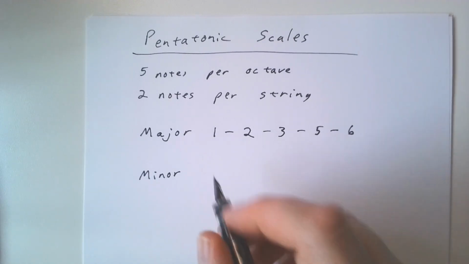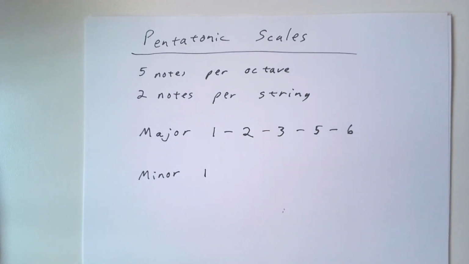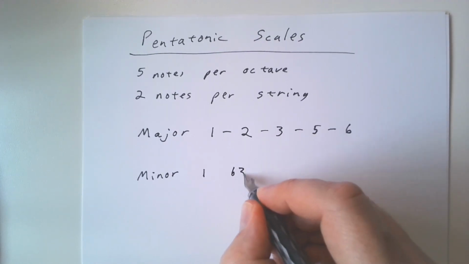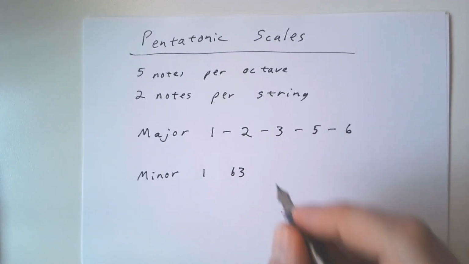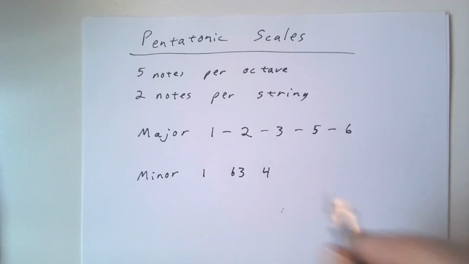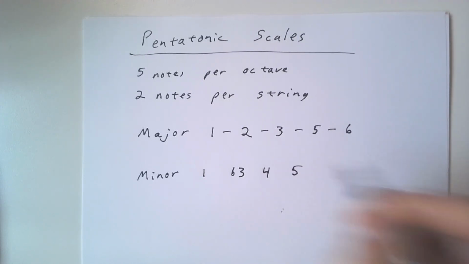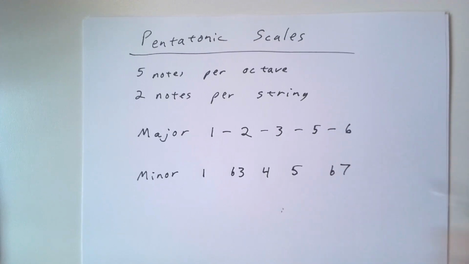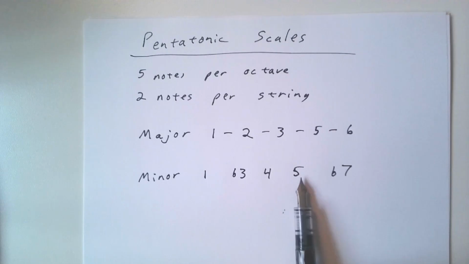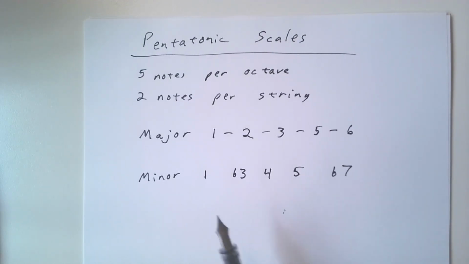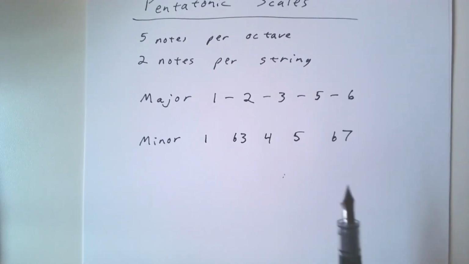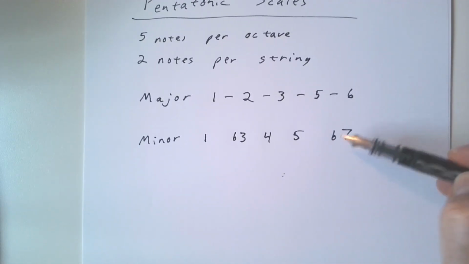What about the minor? Well, the minor is going to be the 1, the flat 3, the perfect 4th, the perfect 5th, and the flat 7th. Now, if you remember the minor scale, it has the 1, the major second, the flat 3, 4, 5, flat 6, and flat 7. So we've just taken away the 2 and the flat 6. Now, is there an easy way to remember which notes are in these?